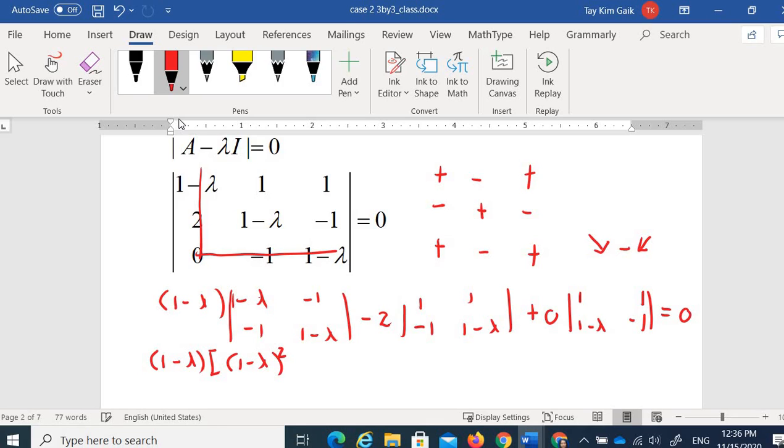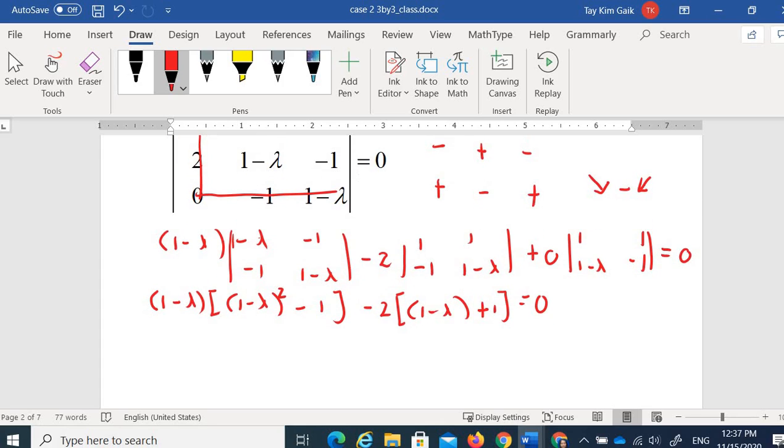So square, so minus product of the other diagonal. So this is minus positive 1, so minus 1, so minus 2. This one you have 1 times 1 minus lambda, which is 1 minus lambda, minus product of the other diagonal. So minus negative 1, so we have plus 1 equal to 0. And then you expand and simplify to find the cubic solution, the root of the cubic equation.